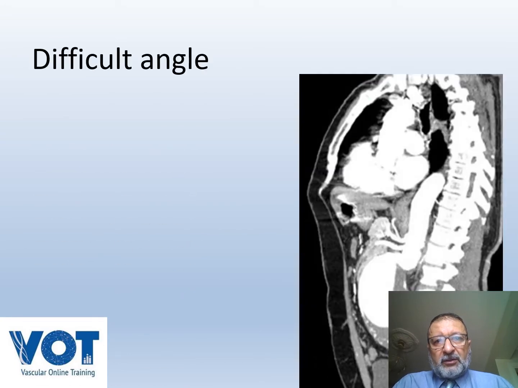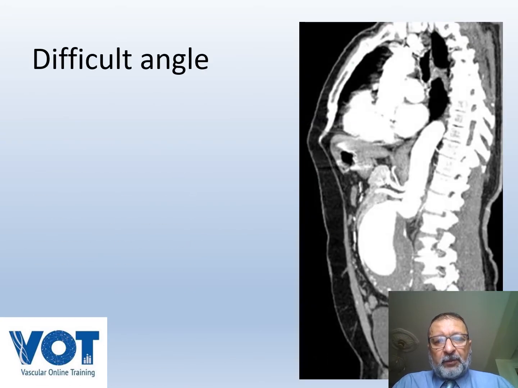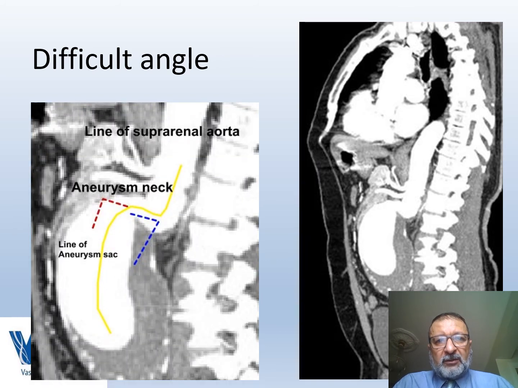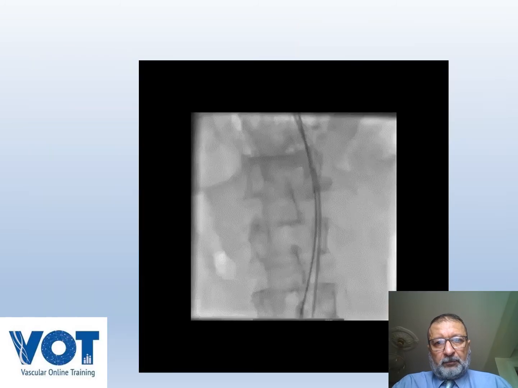This is an 85-year-old gentleman who presented with a 9 cm aortic aneurysm, and as you can see, he has a double 90-degree angle: 90 degrees between the aortic axis and the neck axis, and another 90 degrees between the neck axis and the sac axis. He was not fit to have an open surgical repair. And here is what happened to this gentleman.